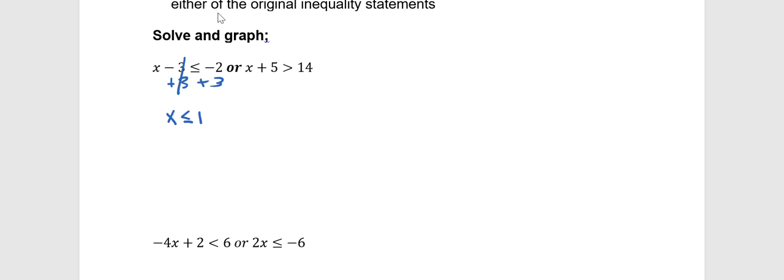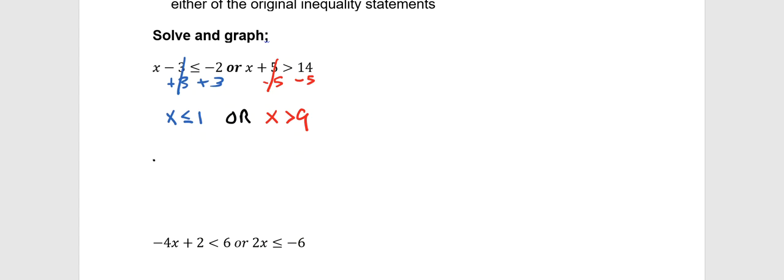On the other side, x plus 5 is greater than 14. That on its own also is a fairly straightforward inequality. So on that one, we're just going to subtract 5. And we're going to get, after we cancel out the 5s, x is greater than 9. Now this is not our complete solution. Our complete solution is the one side or the other. So that's our complete solution.